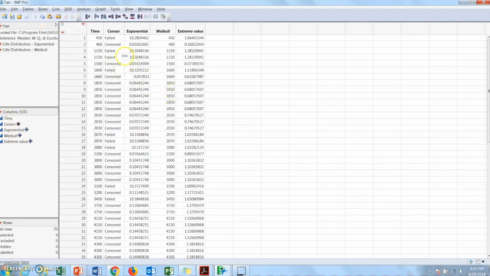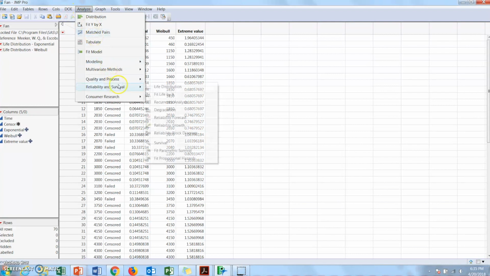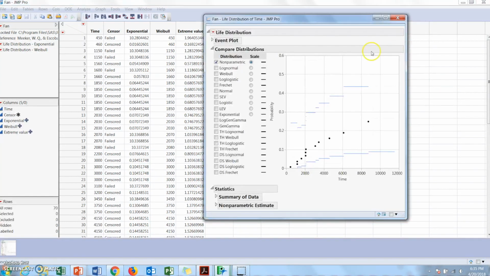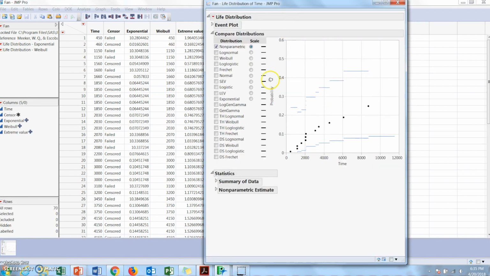So here's our fan data, and to do the life distribution, you go to Analyze, Reliability and Survival, then Life Distribution. To set it up, we're going to put our time to event, which is time, and if you have any censored data, you'd put that in the censor field. And we're not going to mess with any of these today, but you can change these based on your data. So we'll click OK. And here we have a bunch of different data that we can look at.